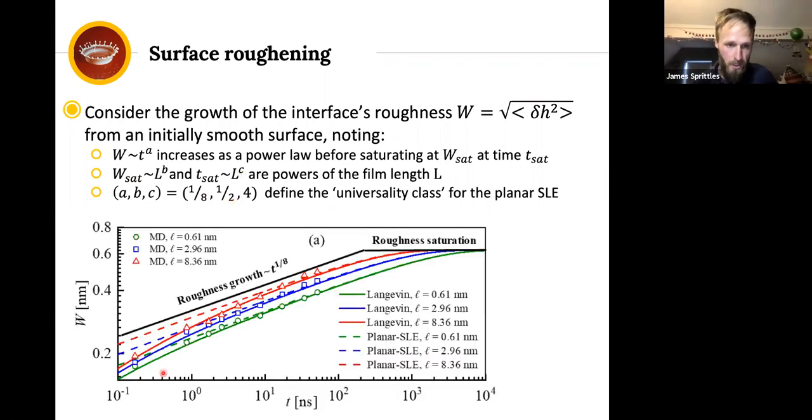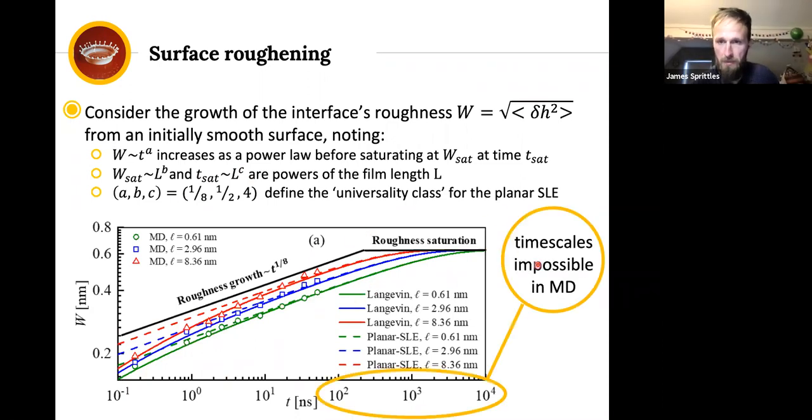So just to convince you, this is now MD data for the roughness compared to the power law of t to the 1/8 with the roughness saturating up here. The lines here are for the Langevin model, which is better, but we can't extract these parameters exactly for that model. And we see for early times, the growth looks really good. For later times, you'll notice here, there's no MD data. And that's because the timescales here are just impossible in MD. But we have no reason to believe that these shouldn't follow onto the correct saturation.